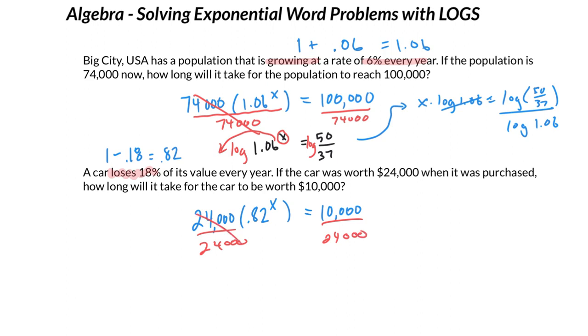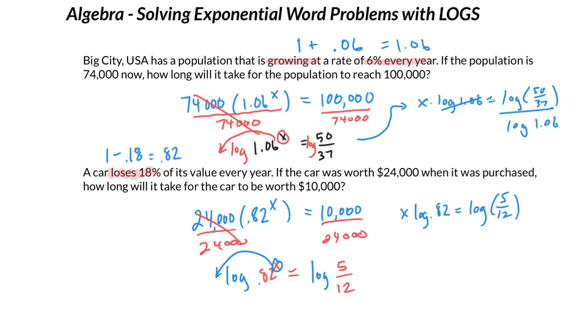That would reduce to be 5/12. So 0.82 to the x equals 5/12. We'll take the log of both sides. Drops my x out front like a multiplier. So I've got x times the log of 0.82 equals the log of 5/12. Divide both sides by the log of 0.82.